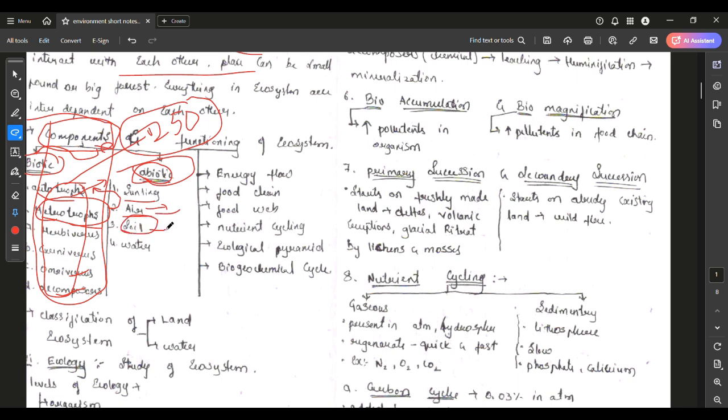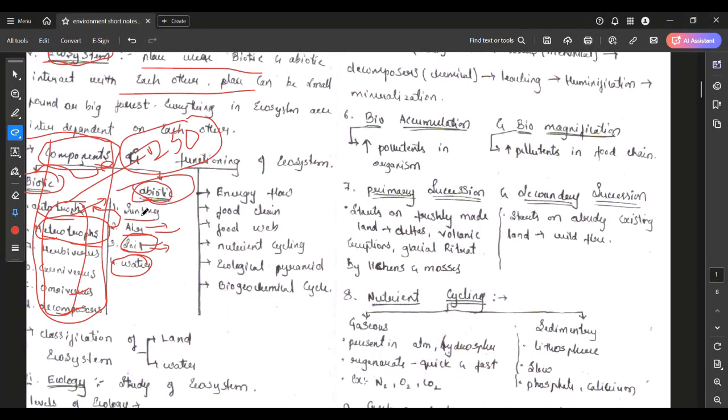The soil is very important for providing nutrients, which are important for the autotrophs. That's why the soil is important for us. The water plays a key role in ecosystem stability. That's why you need to elaborate each and everything. By just seeing this, you can elaborate this in 250 words.